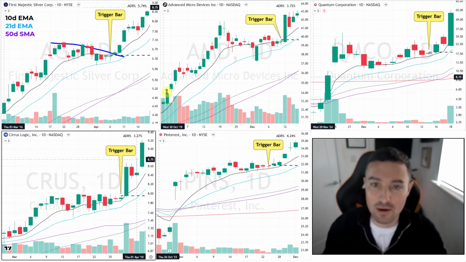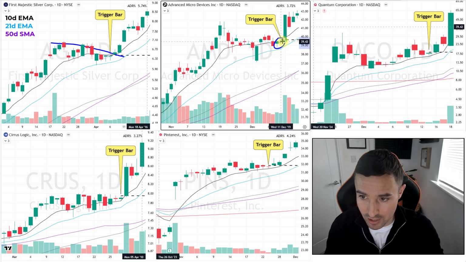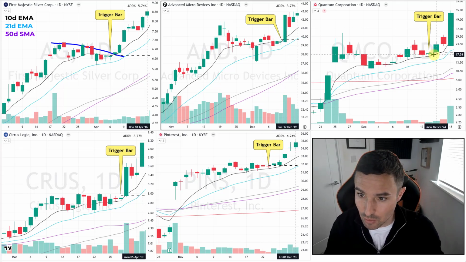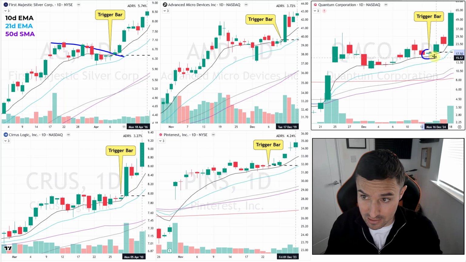Notice these common characteristics. AMD, this looks to be about the second lowest volume bar in the base before the breakout. QMCO, this was the lowest volume bar, or very close to it. Maybe these ones here as well. And again, this is a trigger bar sitting on the 10-day EMA, but here is a textbook one.